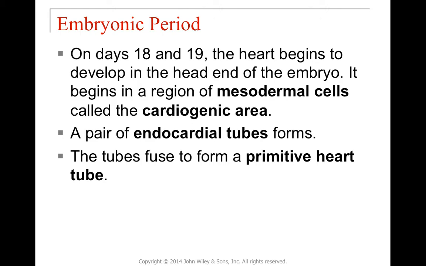So the heart's going to start to develop about day 18 and 19. And it develops in a region called the cardiogenic region. These are made of mesodermal cells. And the first thing that happens is we have cardiac tubes. There's two of them, so it's a pair of these endocardial tubes, and they fuse together to create a primitive heart tube.